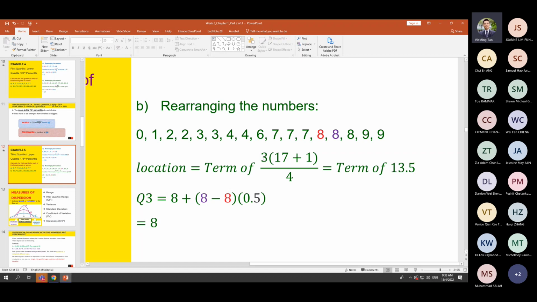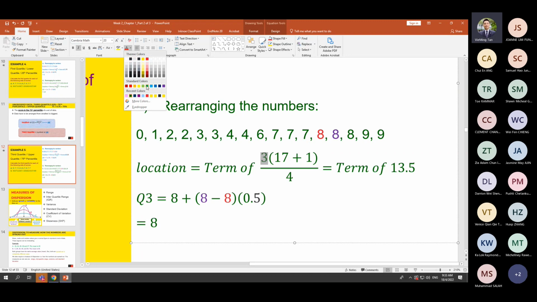So for the term of Q3, we have to use this formula to identify. Maybe I can use another color. 3/4 times 17, we use purple color or maybe pink, plus 1 is the constant number. Simplify, I get term 13.5. So that means Q3 is exactly in between term 13 and term 14 because of the 0.5.